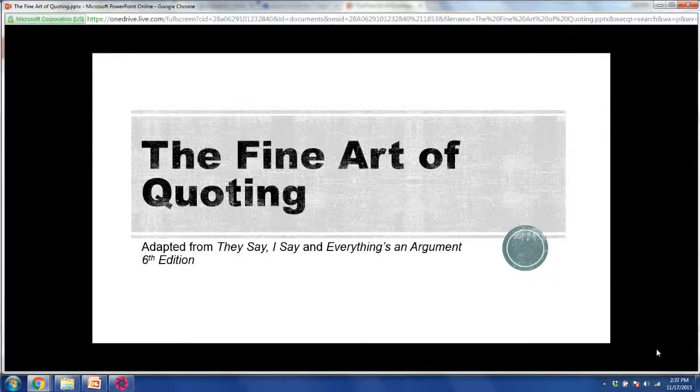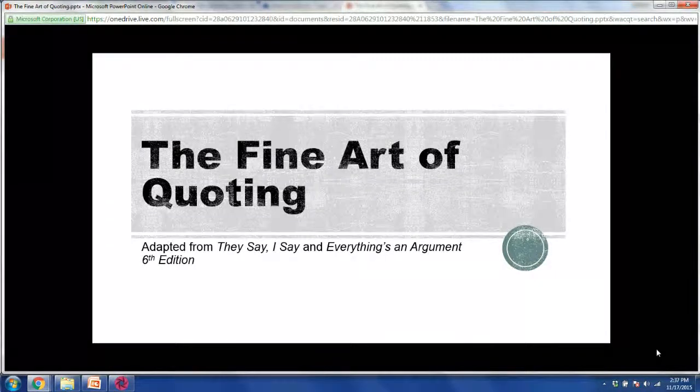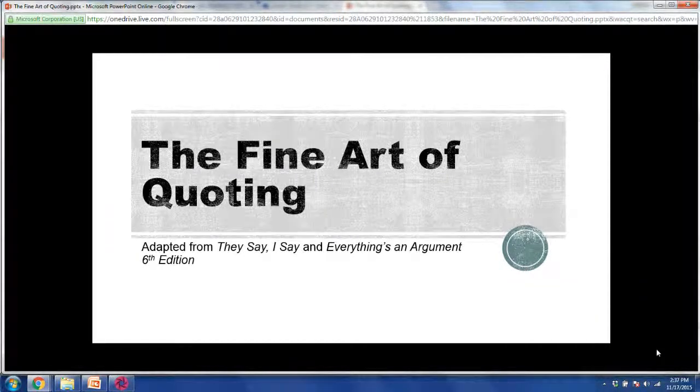So the other aspect of writing that I've been meaning to talk to you about is quoting and using quotes in your material. This is actually adapted from my AP language class when I taught it, but the principles are the same, and so I'm going to go ahead and use this.